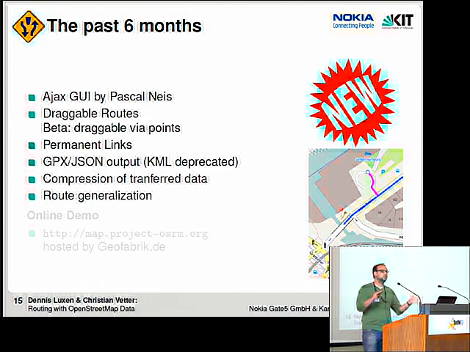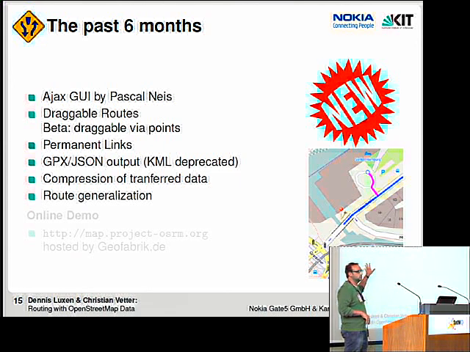We had user features like permanent links. You have a route, you click a button, you get a permanent link for that route, so you can distribute it by email to your friends. We had several output formats. We already deprecated the first one, which is KML. The standard output format is JSON. We had compression, encoding of the route data, and route generalization. And this is only the bold points. We had many, many changes.